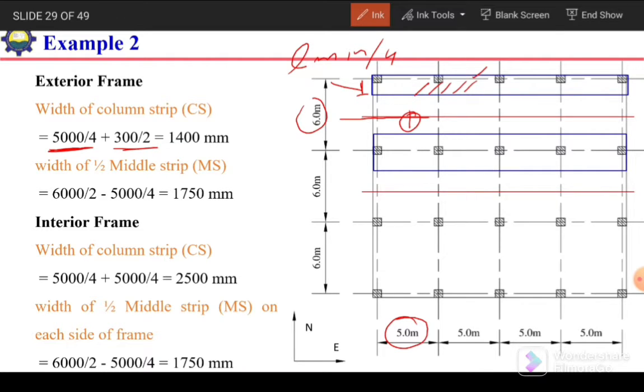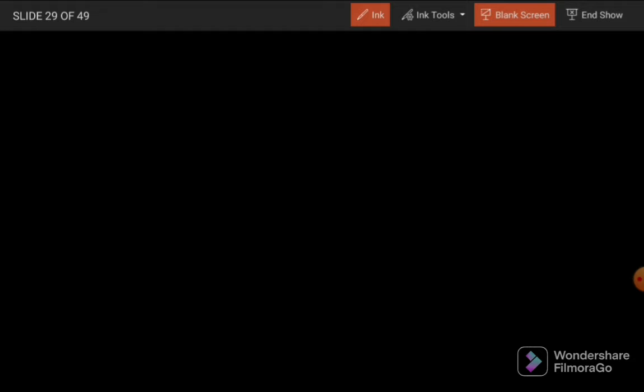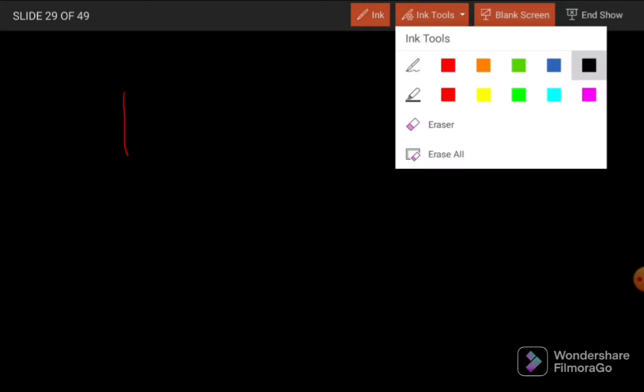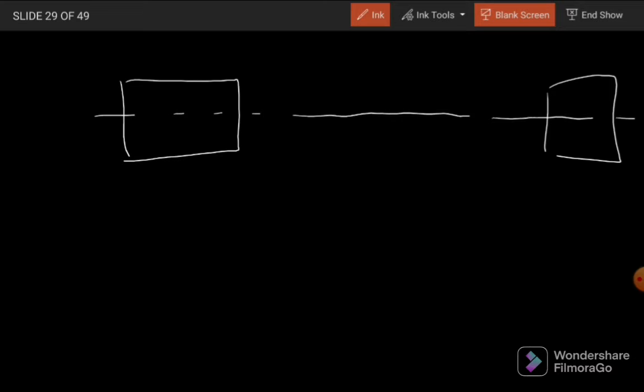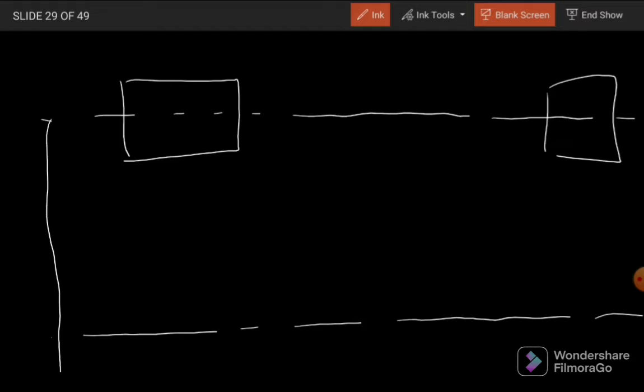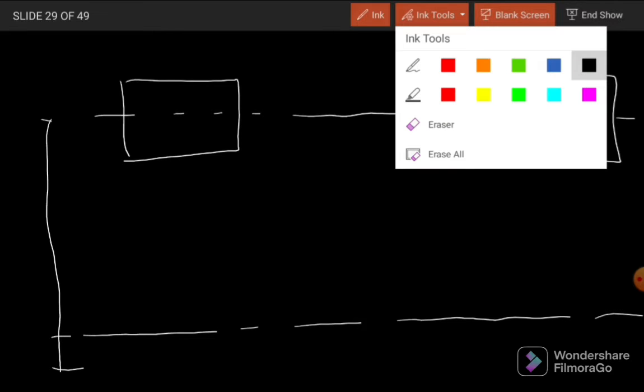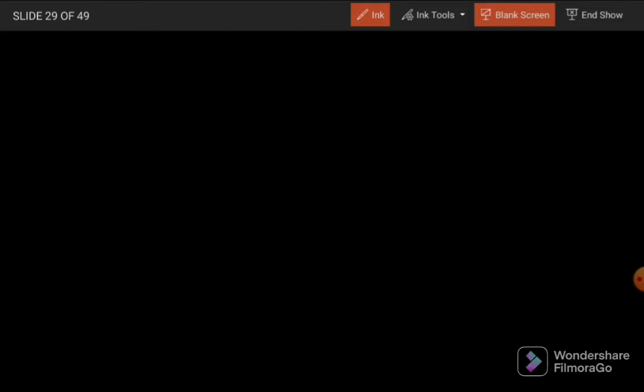So I can explain further over here. Here this is our exterior column, like this. This is the center line of the column, and this is the center line of the panel. The dimension in this direction up to the center line is 3 meter, but up to the end it is 6 meter. So I will draw it again.